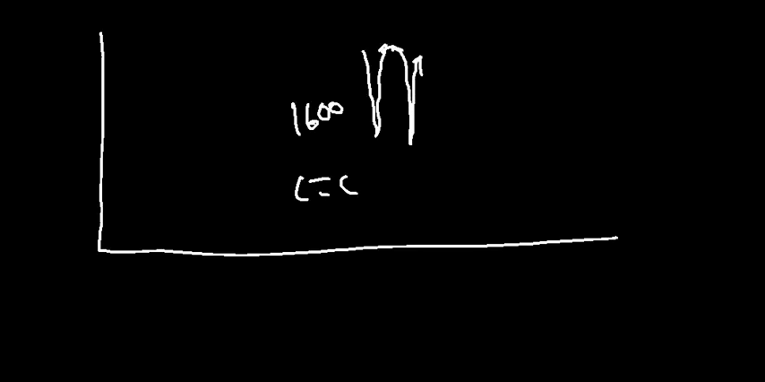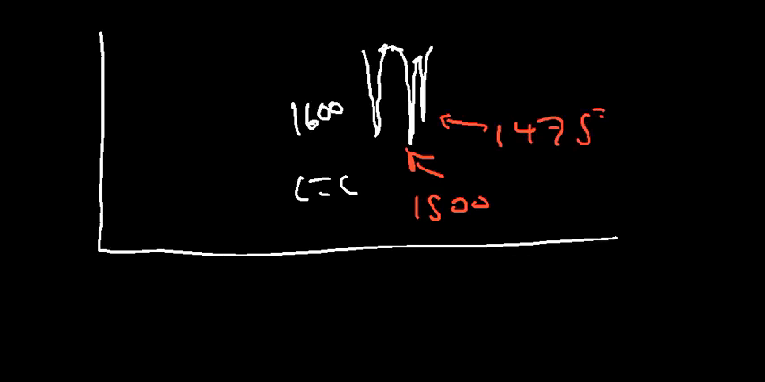So you might see a medium sharp peak around 1600. That's the C double bond C stretch. And then maybe to the right of that, you might see a second peak and a third peak. You might see one at 1500 and another one usually at 1475. So those are some other signals that you'll find on the aromatic benzene ring.